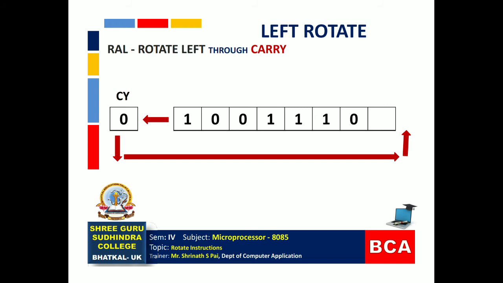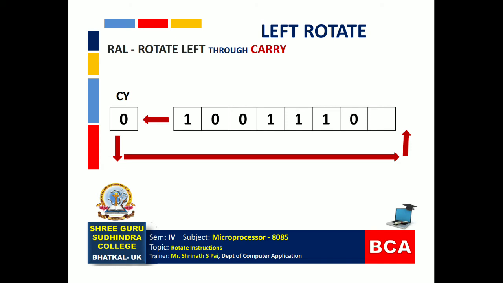The bit is going to move out of this particular register, and whatever content is there in the carry is going to come and store at the right hand side. See, this is the difference between RAL and RLC. RLC stands for rotate accumulator towards left side. RAL stands for rotate accumulator towards left side through carry.